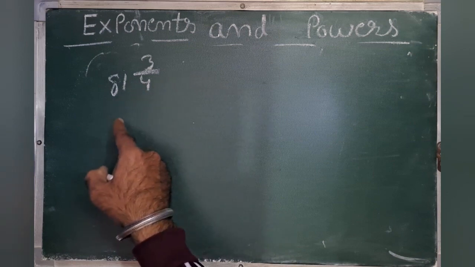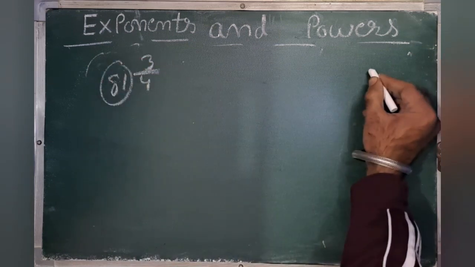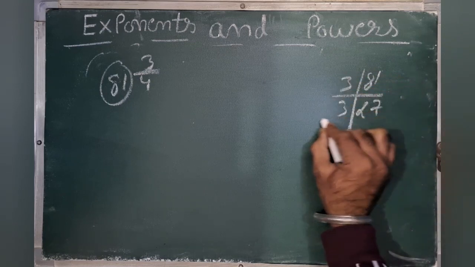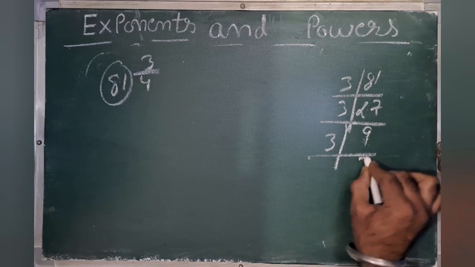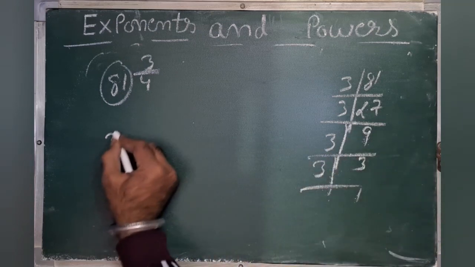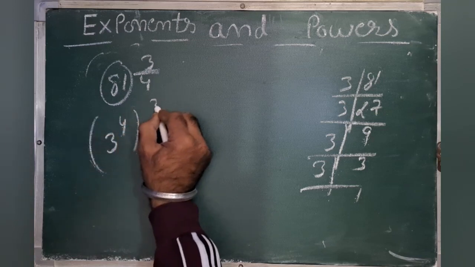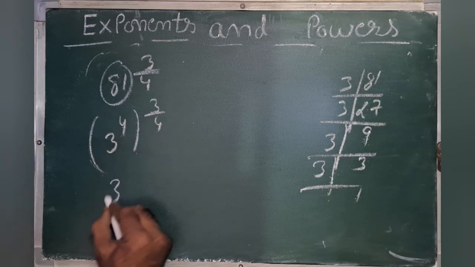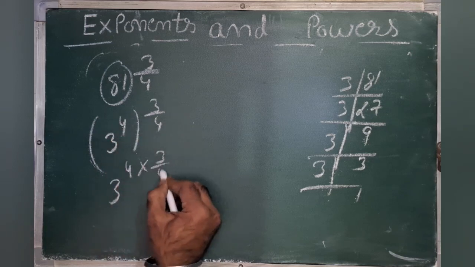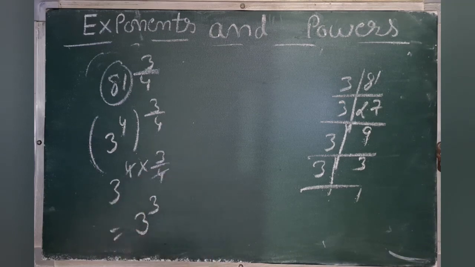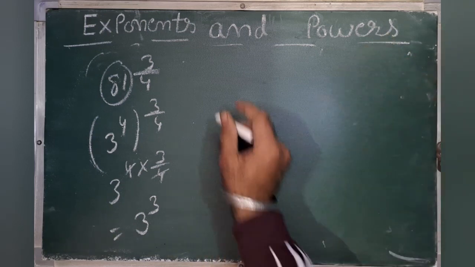We have to find the fourth root. Otherwise, 81 means 3, 27, 9, 3. So we can write 3 power 4 whole power 3 by 4. Right? So 4 with 4 cancel. 3 power 4 multiply 3 by 4, that is 4 with 4 cancel. Now 3 power 3. One more example, we solve like this.